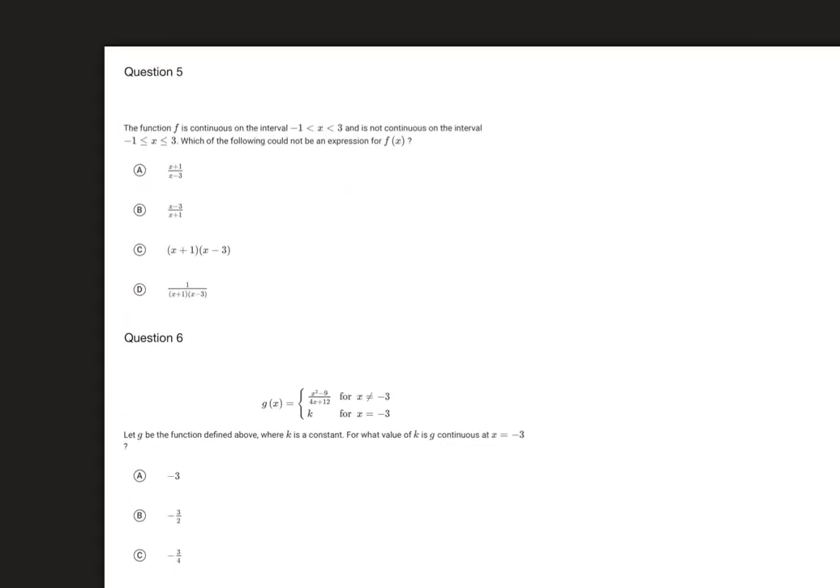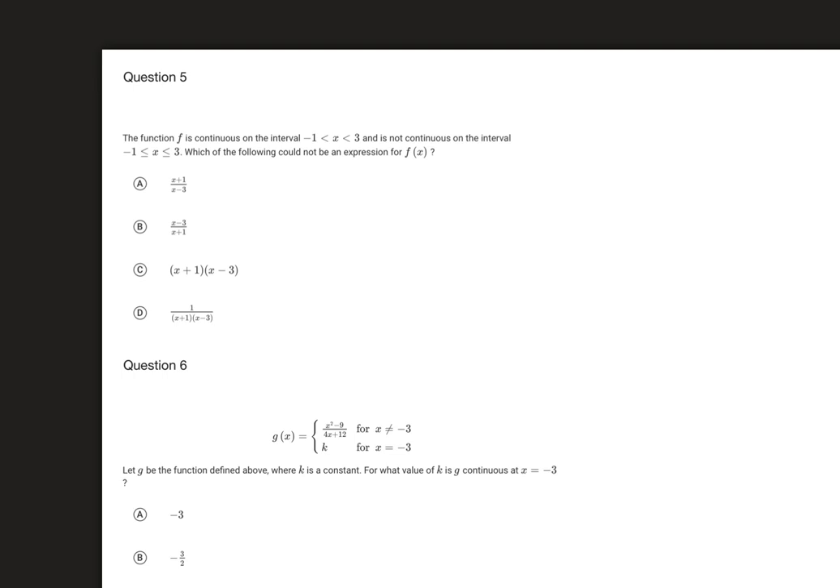Okay, for number 5, they say the function f is continuous on the interval from -1 to 3 exclusive, and is not continuous on the interval from -1 to 3 inclusive. Which of the following could not be the expression for f of x? Okay, so that means it's continuous everywhere between -1 and 3, but not continuous when you include -1 and 3. It still has to be continuous between -1 and 3, but that means it's not continuous at -1 or at 3 or both.